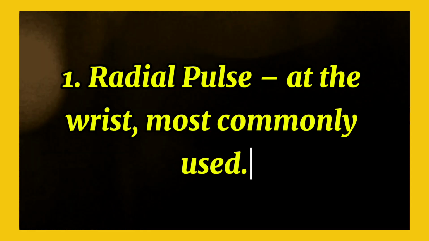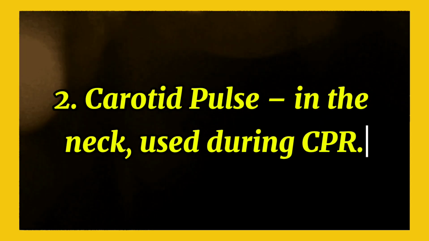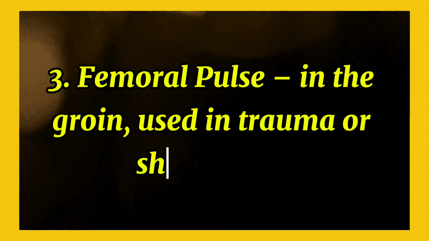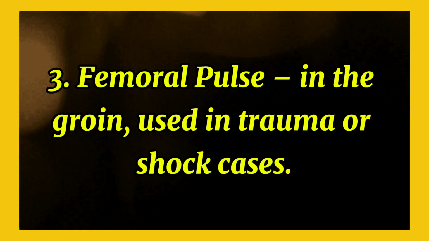Pulse points. Now, where can you check the pulse? Here are the major pulse points. 1. Radial pulse at the wrist, most commonly used. 2. Carotid pulse in the neck, used during CPR. 3. Femoral pulse in the groin, used in trauma or shock cases.